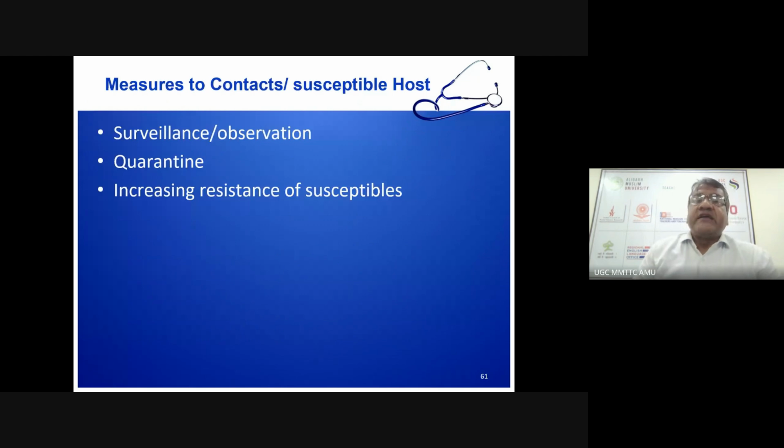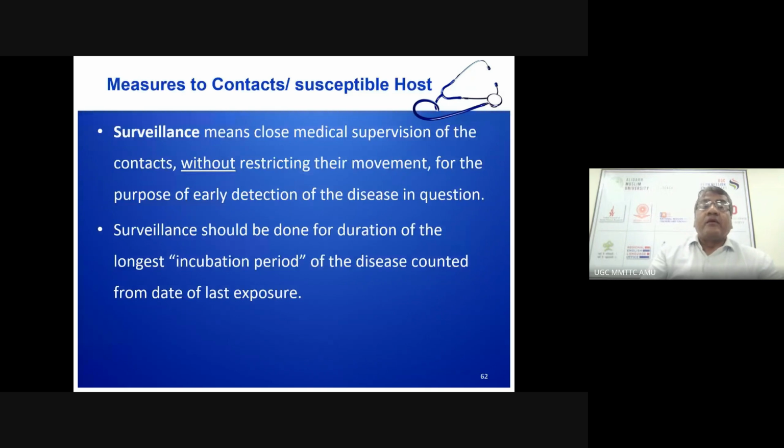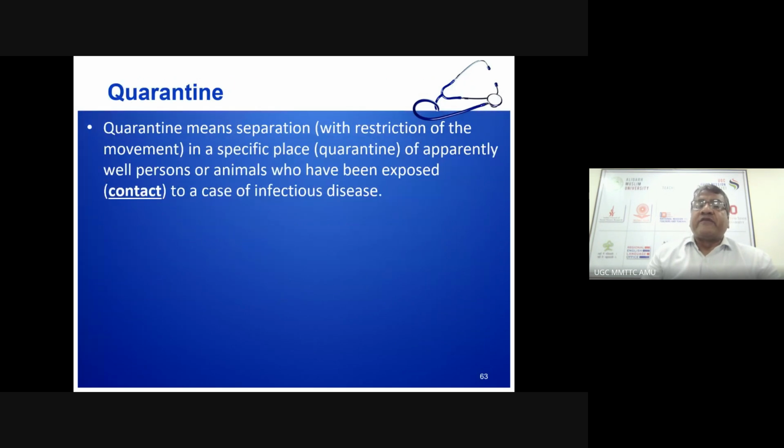Destruction of animal reservoirs has been successful with diseases such as rabies and bovine TB. Susceptible host: measures to susceptible hosts are surveillance, observation, quarantine, increasing resistance of susceptibles. Surveillance means close medical supervision of the contacts without restricting their movement for the purpose of early detection of the disease in question. Surveillance should be done for the duration of the longest incubation period of the disease counted from the date of the last exposure. So in surveillance, we do not restrict the movement of the person.